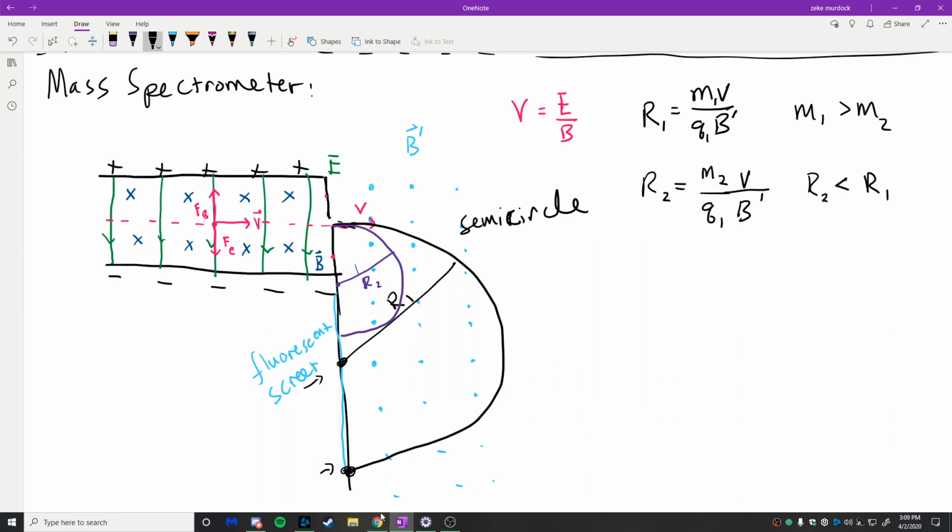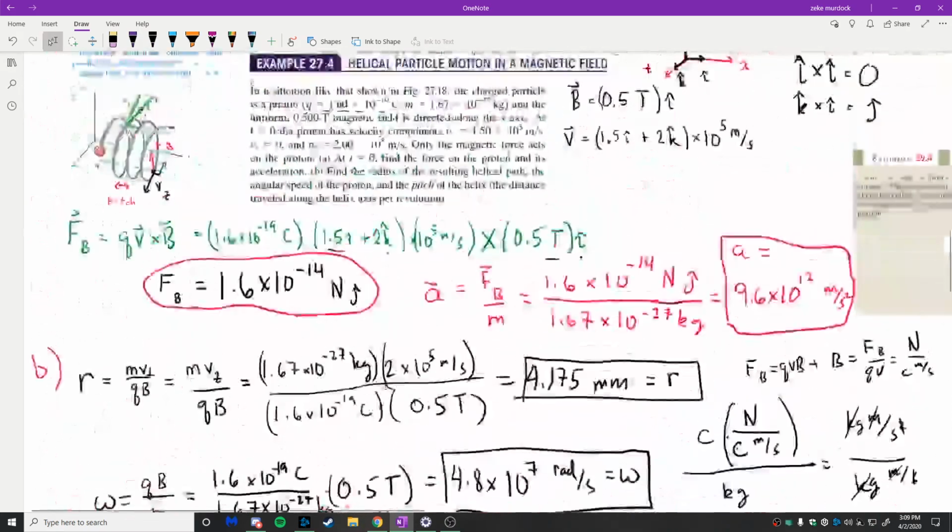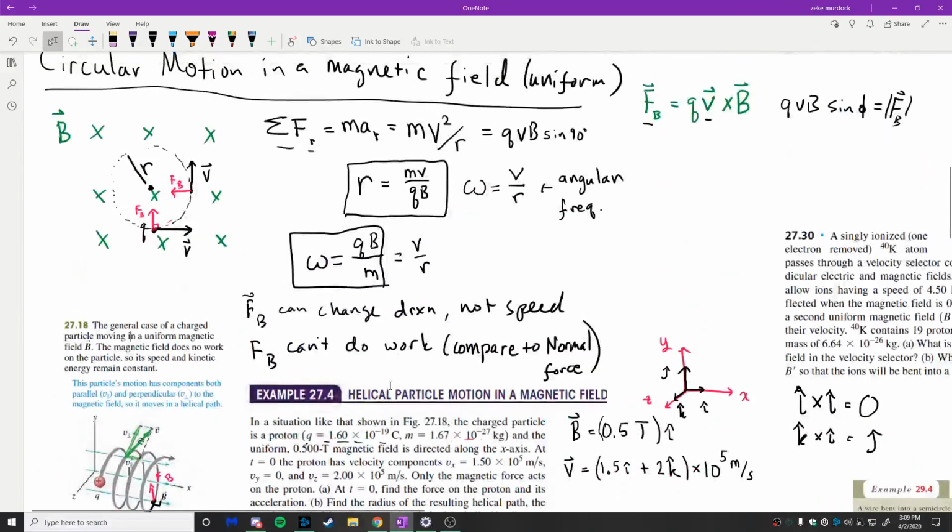Am I right about that? I don't know. You guys tell me. Yeah, exactly. Okay, good. So that's a mass spectrometer, and we'll do a problem with it. We can just do the problem right now, actually. Let's just do the problem. We have time. It doesn't take very long to do.